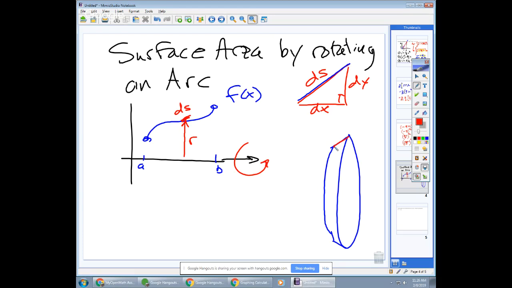So if you rotate that through this radius, you're going to get a chunk of a cone. But ds is not a rectangle here. ds is a slanted line segment. This is important. I'm not rotating dx. We're getting the surface area. I am rotating ds. I'm taking an arc and I'm rotating that arc. Okay? ds is a chunk of an arc. When you rotate a chunk of an arc, you generate a cone.